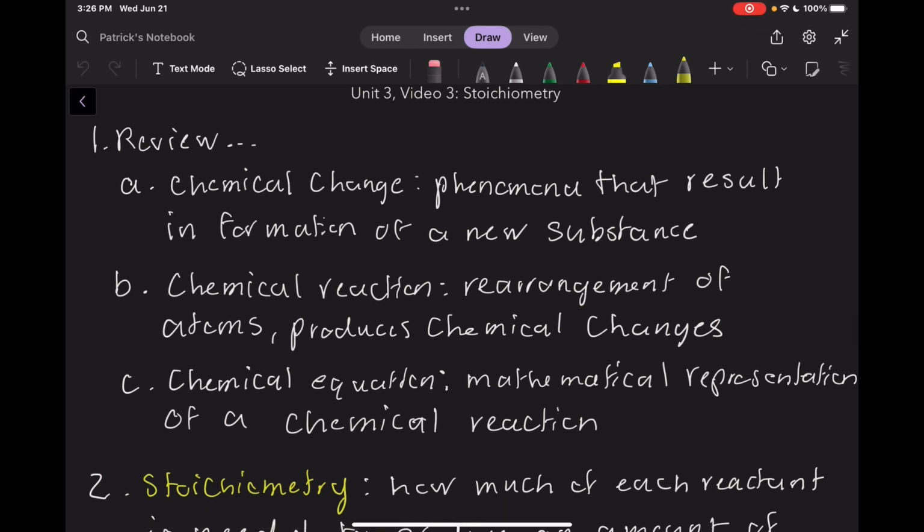We know that a chemical change is any phenomenon which results in the formation of an entirely new substance. A chemical reaction describes the rearrangement of atoms which leads to a chemical change. Any given chemical substance is identified by the arrangement of its constituent atoms. So rearranging these atoms results in the formation of a new substance, a chemical change. Last but not least, a chemical equation is essentially a mathematical representation of a given chemical reaction, telling us what reactants are reacting to form what products.